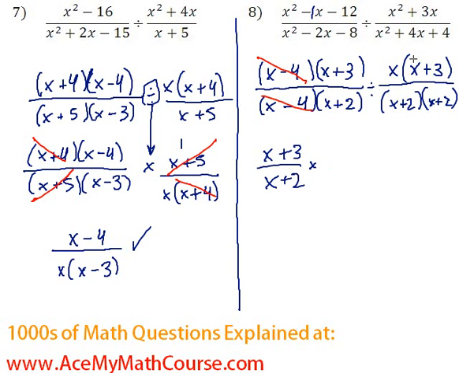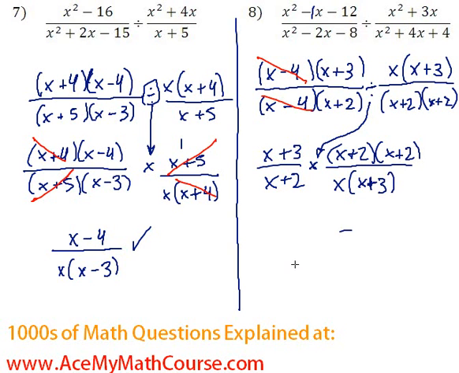Now I will flip this one and multiply it. So that will become a multiplication sign instead of a division sign. And the x plus 2 times x plus 2 will go up top. And down at the bottom we're going to have x times x plus 3. Great.